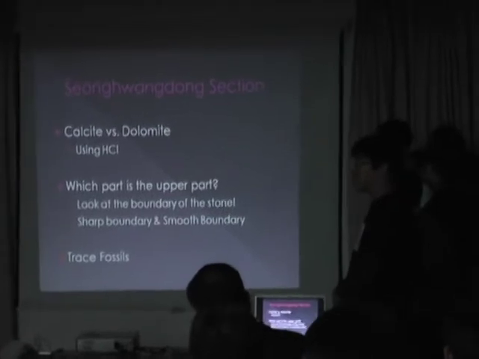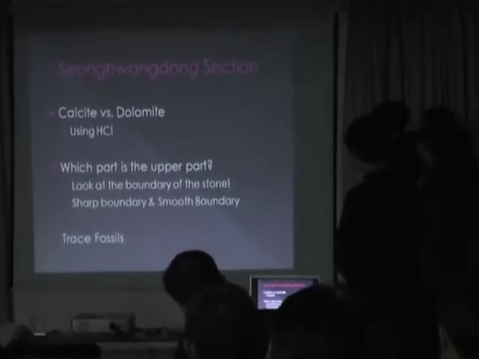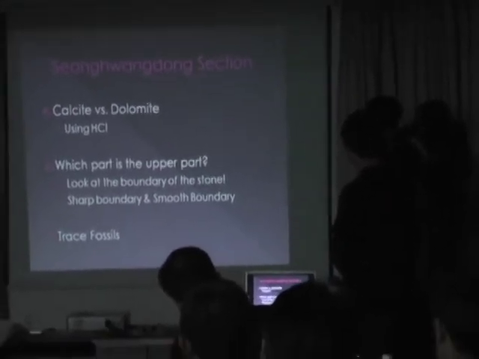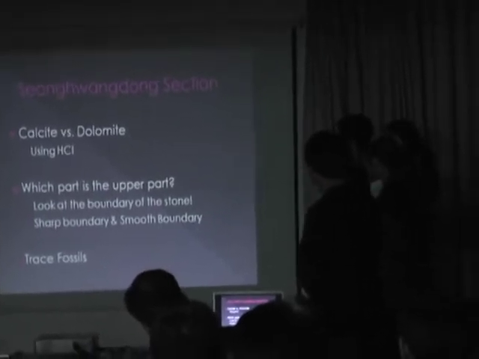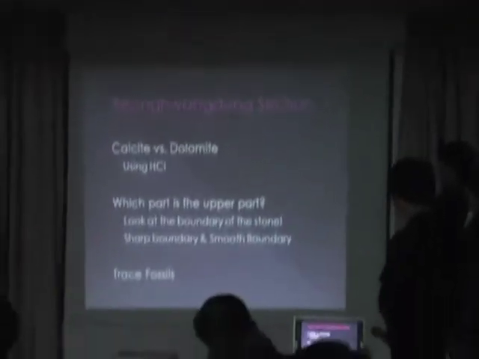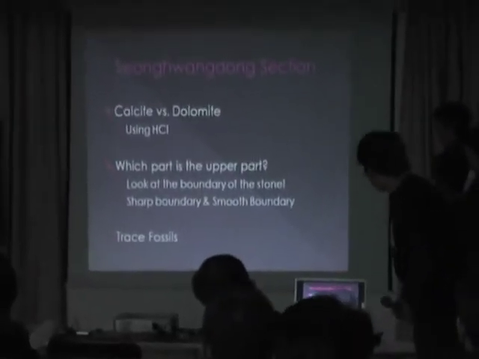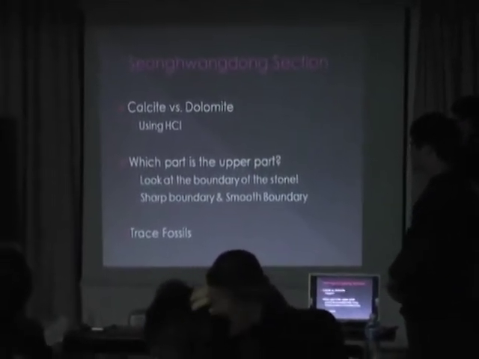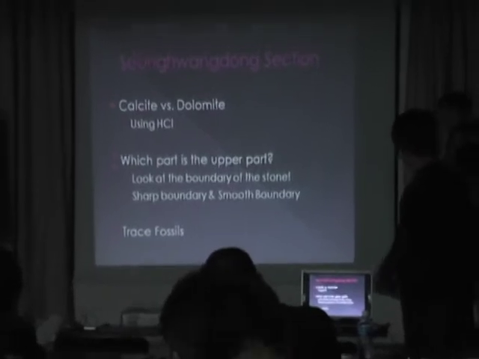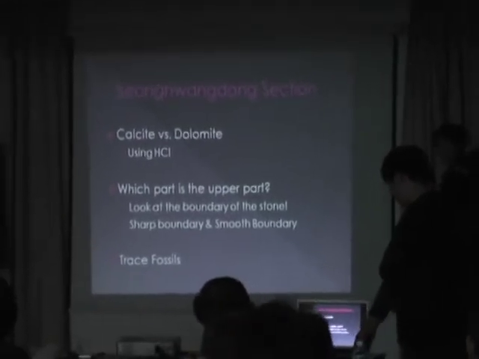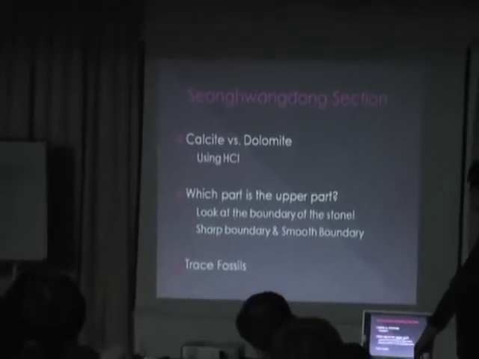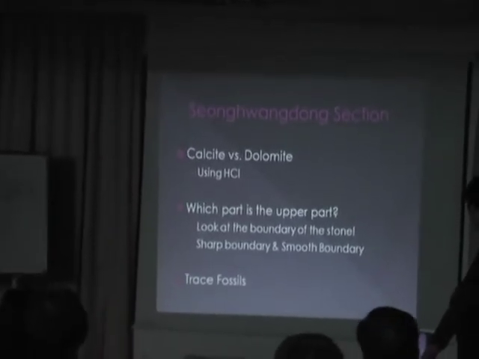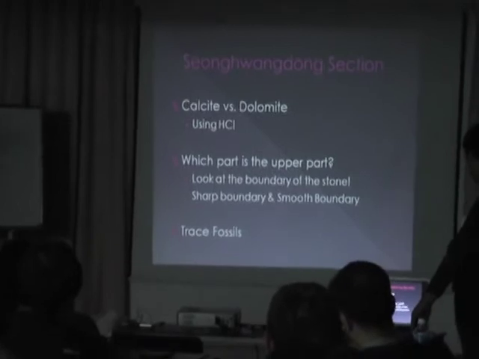Which part is the upper part? This is the interesting example. We have to look at the boundary of the stone, and the sharp boundary actually shows the lower part. It is sharp on the lower part, and the smooth boundary actually shows the upper part. And there are also trace fossils that can indicate whether it is the lower part or the upper part. You should see it on the fossil. And we can also use cross bedding for noting the lower part and upper part.